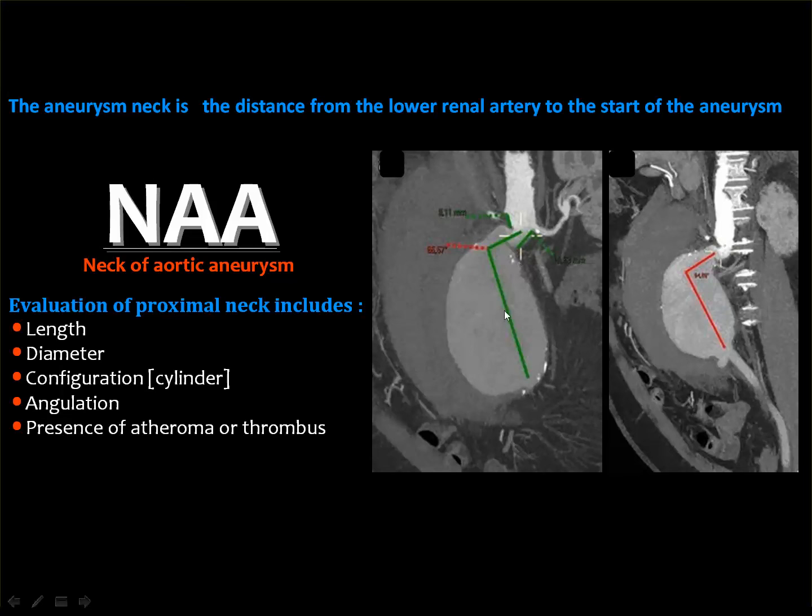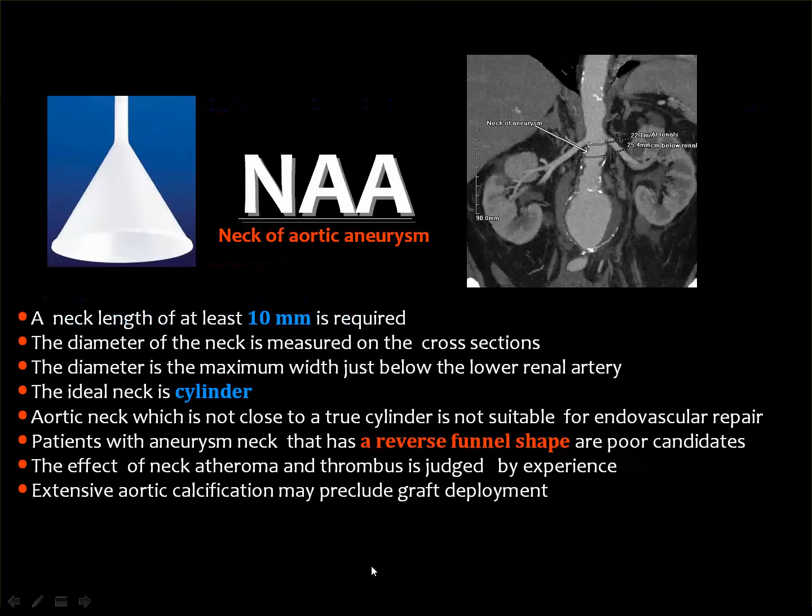This is the neck. Number one in the neck is the length. Number two is the diameter, the cross-sectional diameter of the neck. Number three is the configuration. Is the neck cylinder or funnel shape, for example? Then you mention the angle between the neck and the aneurysm itself, and you detect the presence of atheromas or thrombosis. Then the favorable neck for endovascular repair should not be less than 10 millimeter in length. And the neck should be a cylinder.